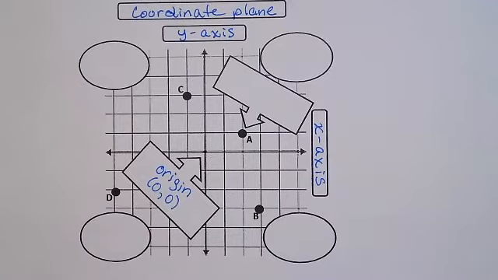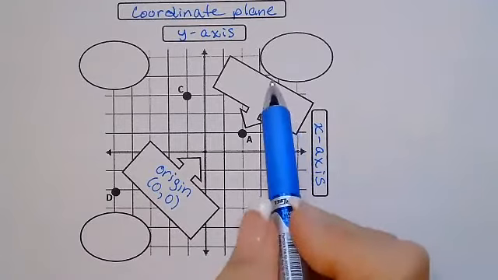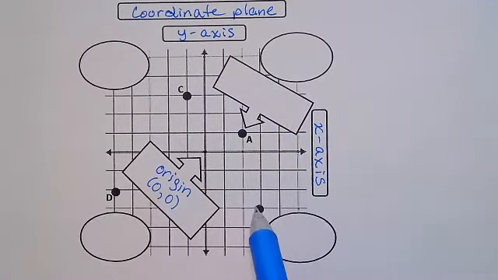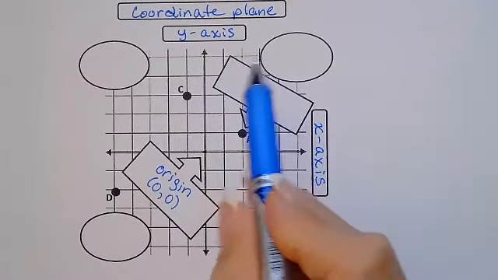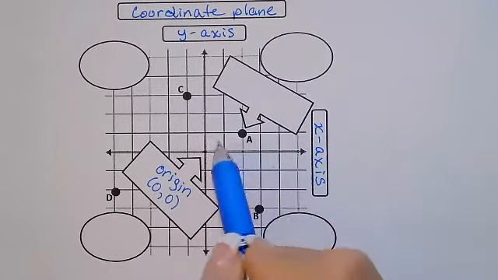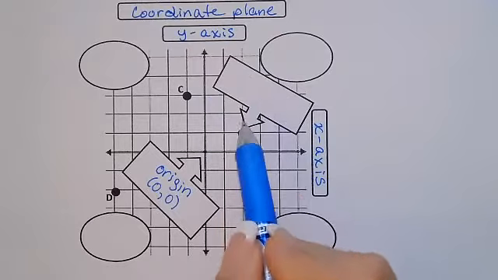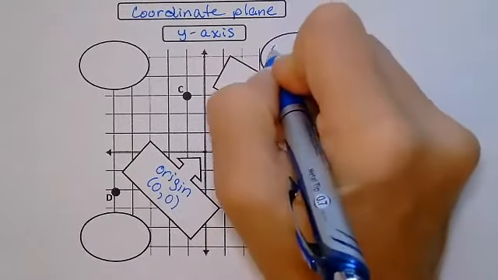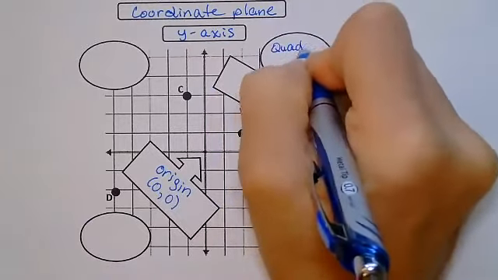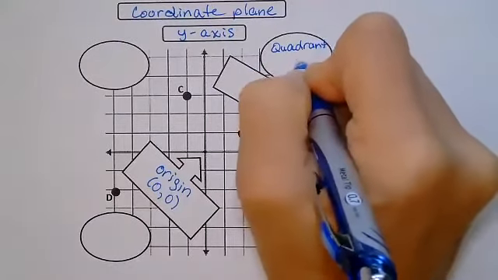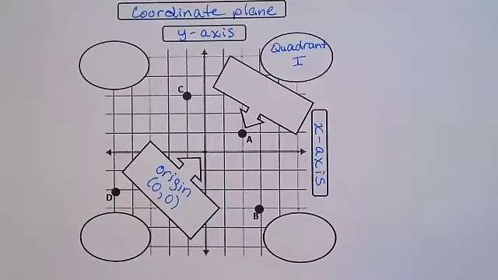All right, let's talk about the quadrants. So we know that it's 4 different sections. This first section right here is the one that you learned first how to graph in, and this is quadrant 1. Yeah, you use a Roman numeral 1. It looks like an I.